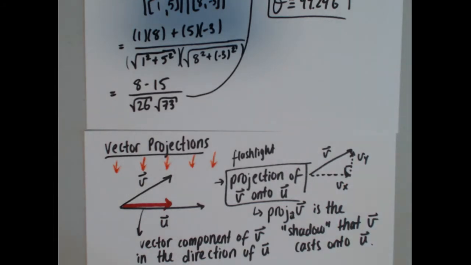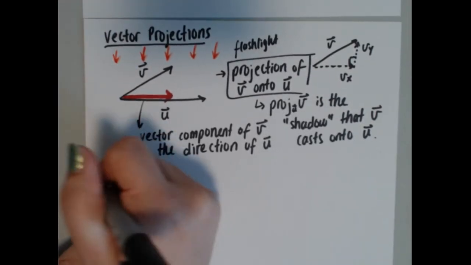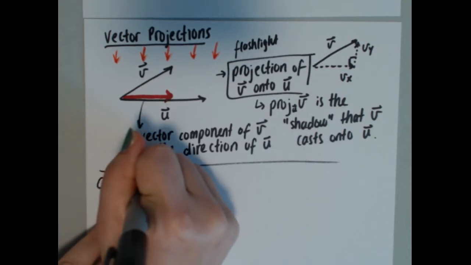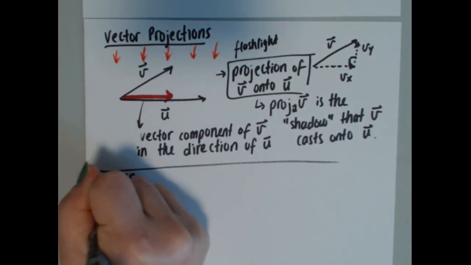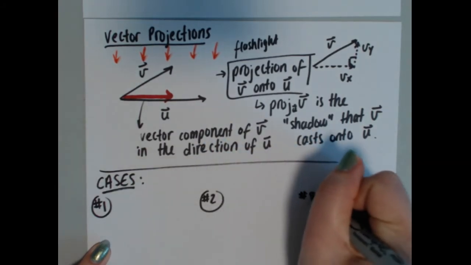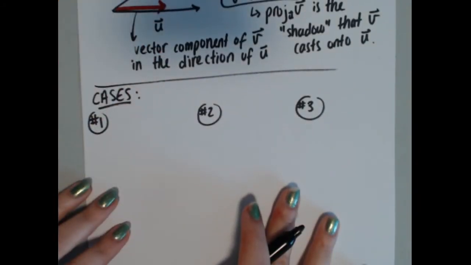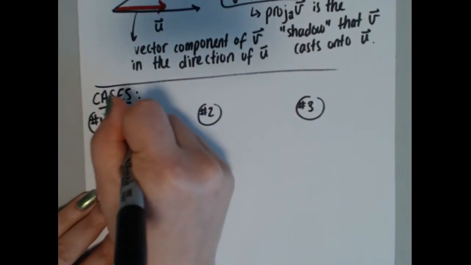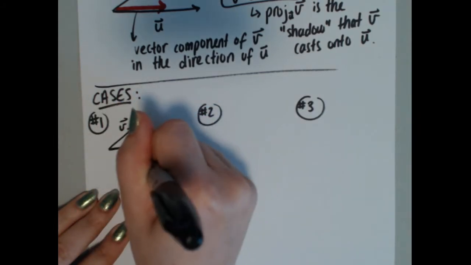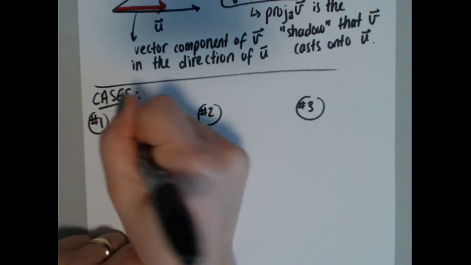All right, so let's look at some scenarios or cases. We'll look at 3 cases in particular, so go ahead and label number 1, number 2, and number 3 on your sheets. The first case is something like what we already had. We're going to have vector v up at some angle and vector u, and there's an acute angle between u and v. So there's theta.